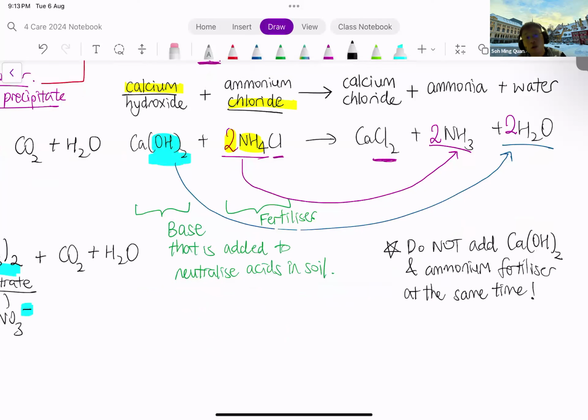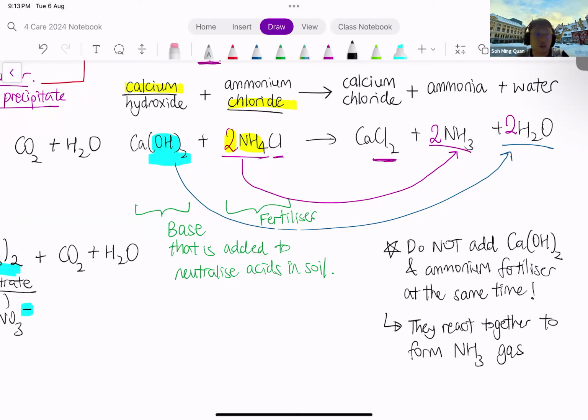Why? Well, you actually just wrote out the reason why. The equation tells you why you cannot add them at the same time. Because if you added them at the same time, they react together. How do they react together? Well, you have written the equation for it. You just balanced it. They react together to form ammonia gas. Right? Calcium hydroxide plus ammonium chloride becomes calcium chloride plus ammonia gas plus water.